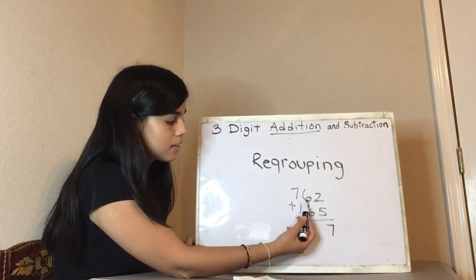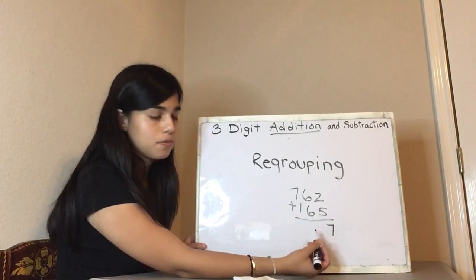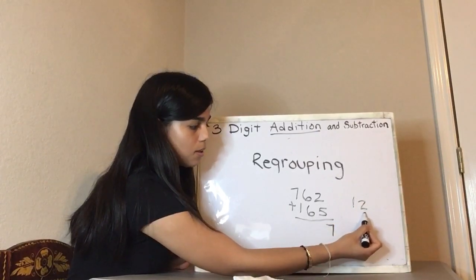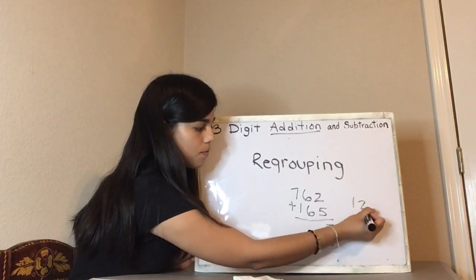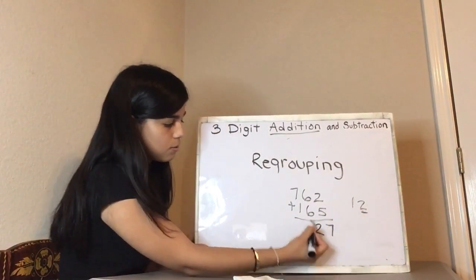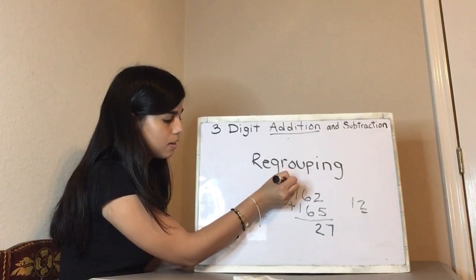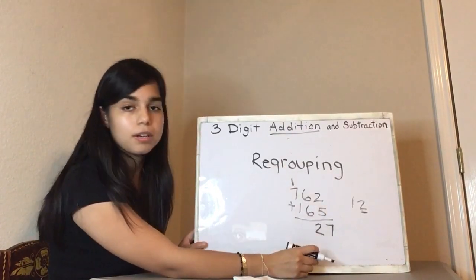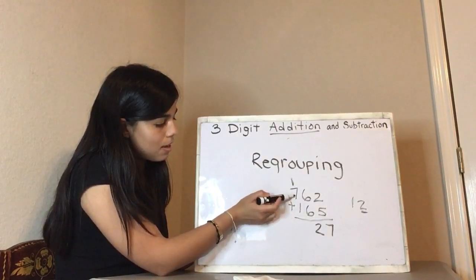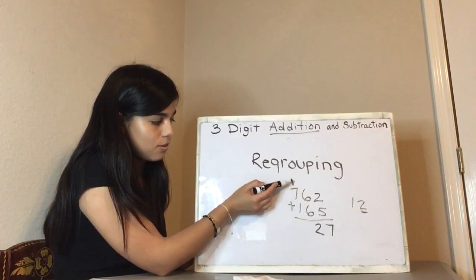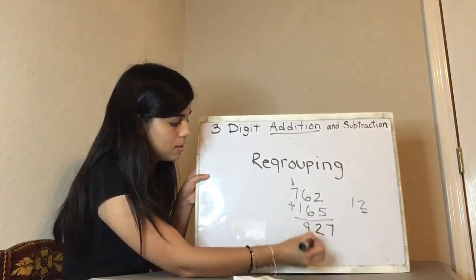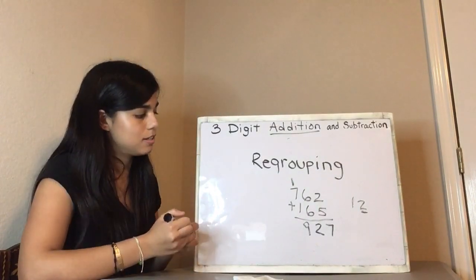All right, 6 plus 6 equals 12. Remember, we put the number that's in the ones place, the 2, we put it here. And then the one in the tens place, we have to carry it and put it on top of the number that's next to the 6. Okay? Now, 7 plus 1 equals 8. Don't forget to add the other one, 9. So the answer is 927.